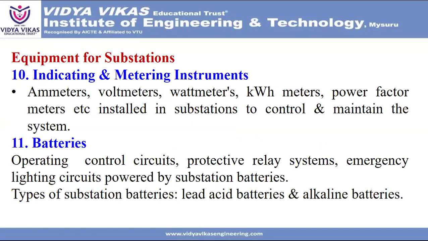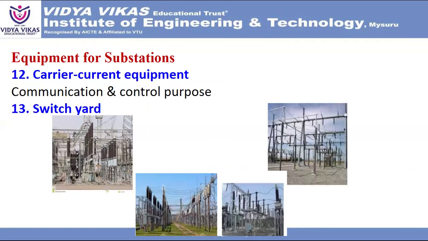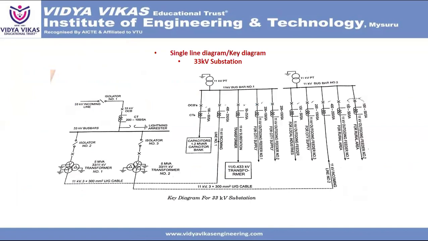And then indicating and metering instruments: ammeter, voltmeter, wattmeter, kWh meter, and power factor meter are installed in substations to control and maintain the system. Batteries: operating control circuit, protective relay system, and emergency lighting circuit are powered by substation batteries. Types of substation batteries: lead acid batteries and then alkaline batteries. Carrier current equipment is mainly used for communication and controlling purposes. Switchyard. And then this is nothing but a typical 33 kV substation single line diagram.